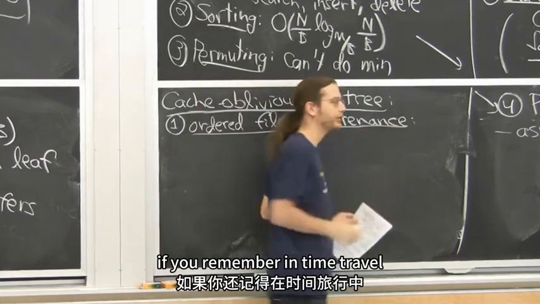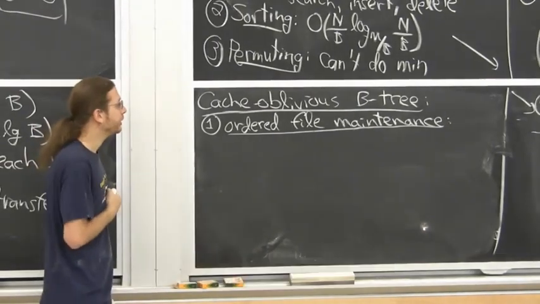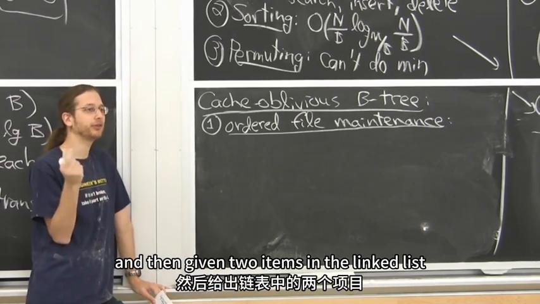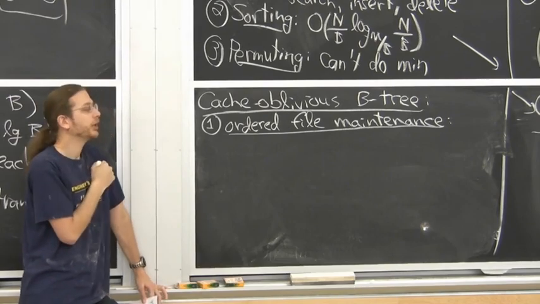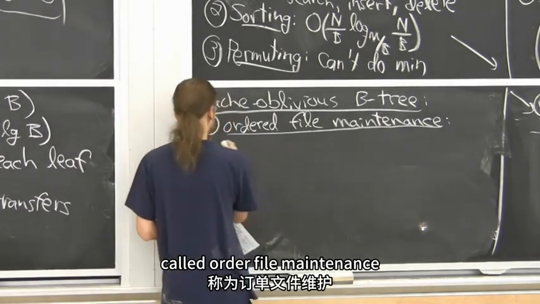If you remember, in time travel, there was one black box, which we still haven't seen, but we will finally next lecture, which was you can insert into a linked list, and then given 2 items in the linked list, know which one comes before which other one in constant time per operation. Closely related to that is a slightly different problem called ordered file maintenance. Here's what it lets you do.